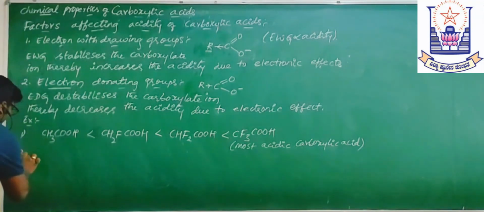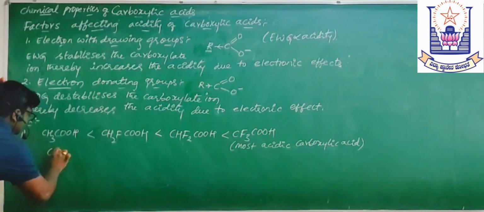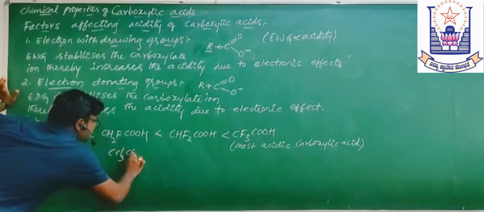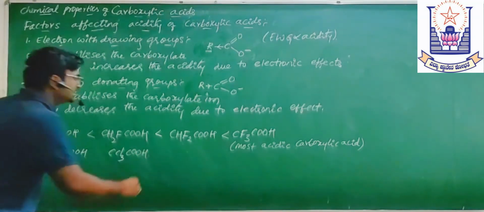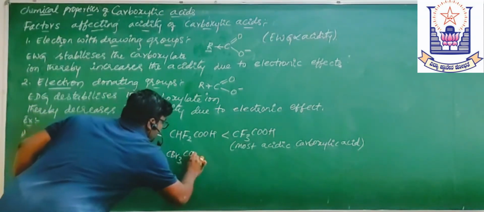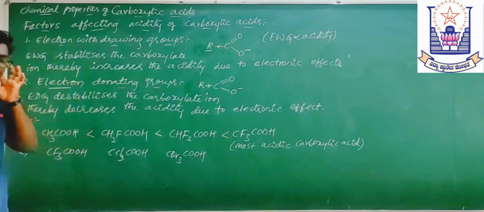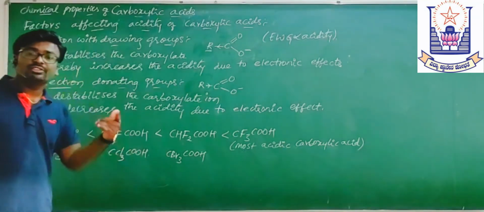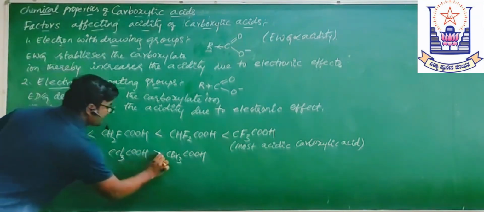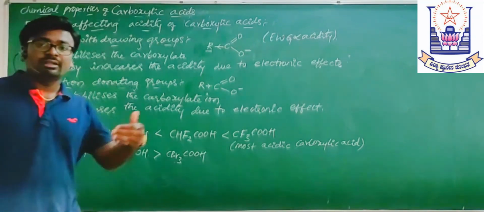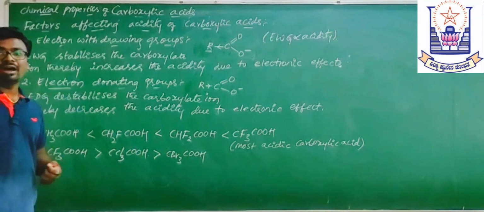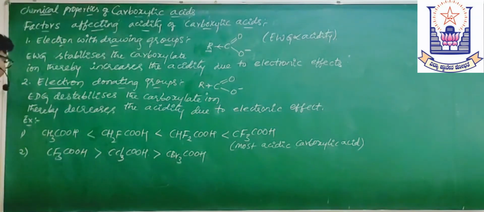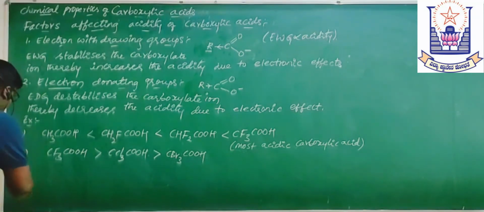Consider one more. You have CF3COOH, CCl3COOH, and CBr3COOH. Which one is most electronegative? Fluorine is more electronegative than chlorine, which is more electronegative than bromine. Then which will be more acidic? This one. As the electron withdrawing tendency or electronegativity increases, acidity increases. Let us consider some other examples.